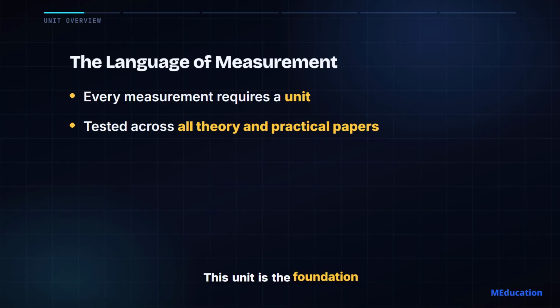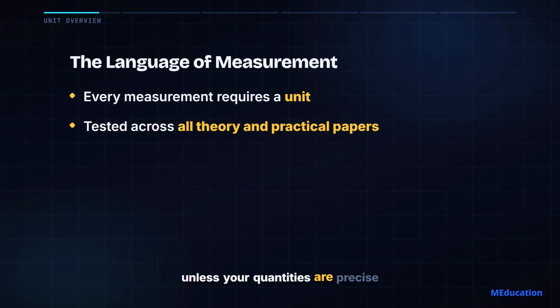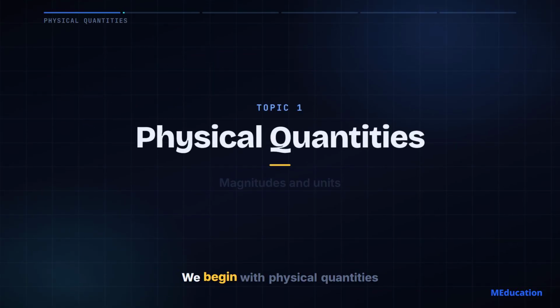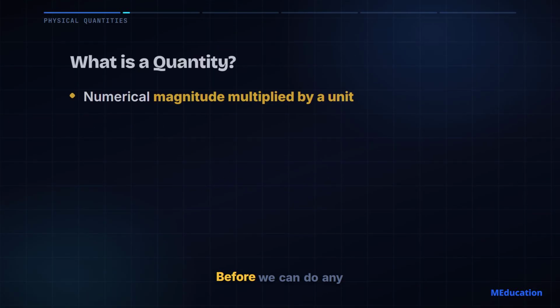This unit is the foundation course beneath the foundation. Mechanics, electricity, waves, quantum physics, none of it is trustworthy unless your quantities are precise, your units match, and your uncertainty is honestly reported. Examiners know this, which is why they weave these skills through every paper for the next 2 years. We begin with physical quantities.